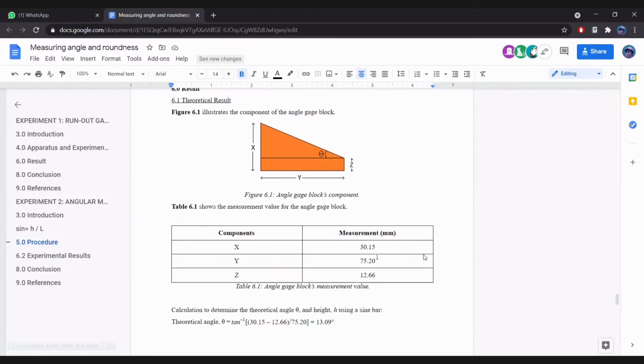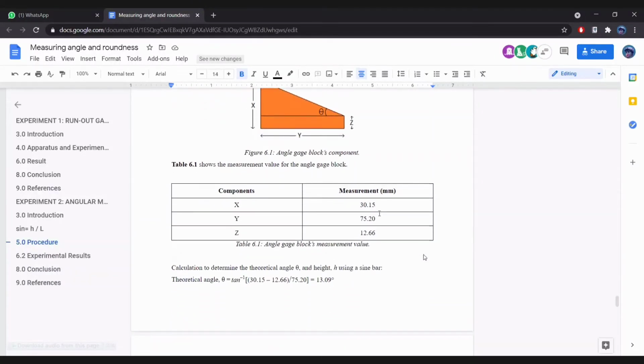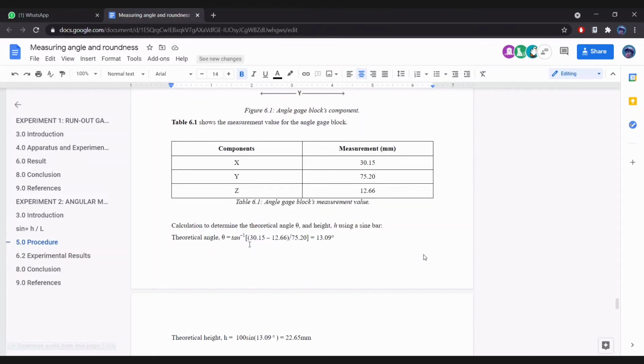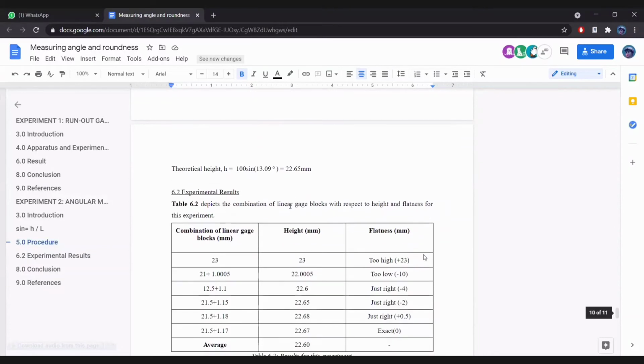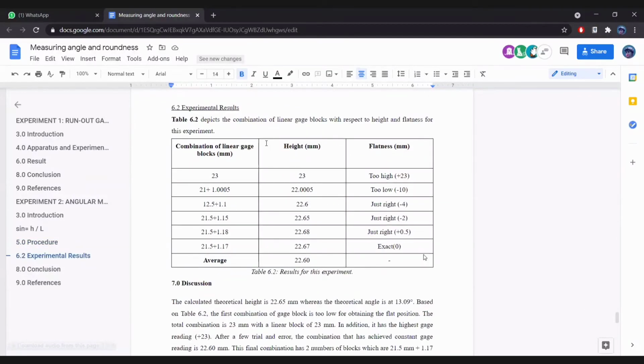So the component for x is 30.15 millimeter, y is 75.20 millimeter, and z is 12.66 millimeter. From this measurement, we can calculate the theoretical angle theta, which is 13.09 degrees, and the theoretical height, which is 22.65 millimeter. So for the experimental result, we conduct the combination of linear gauge blocks with respect to height and flatness for this experiment.